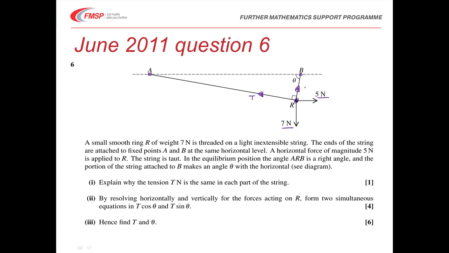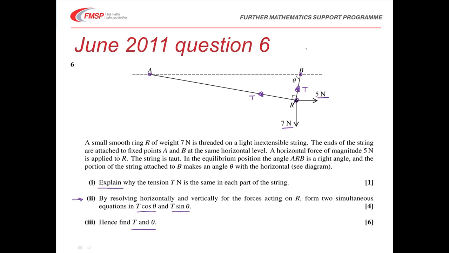These two tensions are going to be equal, and it's the job of the first part of the question to explain why they're equal. We're given pretty strong advice to resolve horizontally and vertically, which means resolving the two tensions into components. And we'll be enabled by that to form two simultaneous equations for T cos theta and T sin theta, which we shall solve and find T and theta.